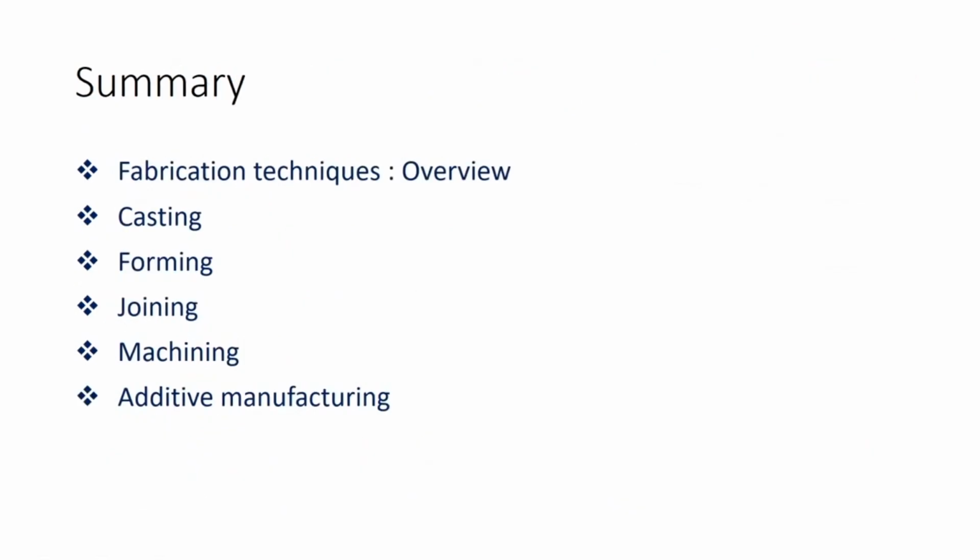So, let us summarize this lecture. At the start of the lecture, we have seen various fabrication techniques, and then at a preliminary level we have gone through the casting, forming, joining, machining and generative manufacturing processes. My friends, the detailed analysis of these processes is out of scope.